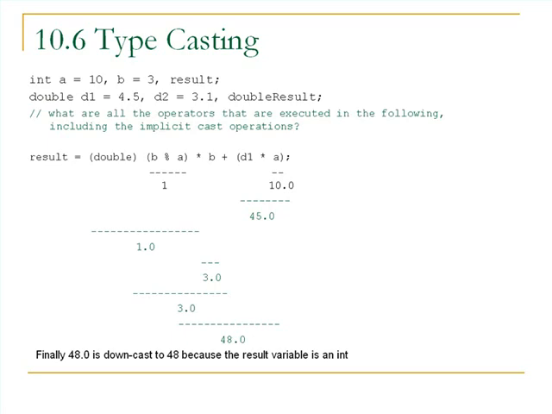When you have complex arithmetic expressions and there's mixed data types, it can be fairly difficult to go through it and figure out what is the data type of each of the operators. So I've written a fairly complicated expression here. Result gets double B modulus A times B plus D1 times A. I have no idea what that would be computing, but what I would like to do is to go through this and say which order the things happen in.